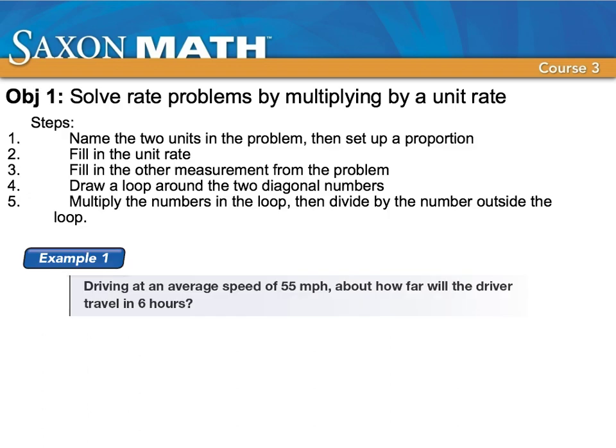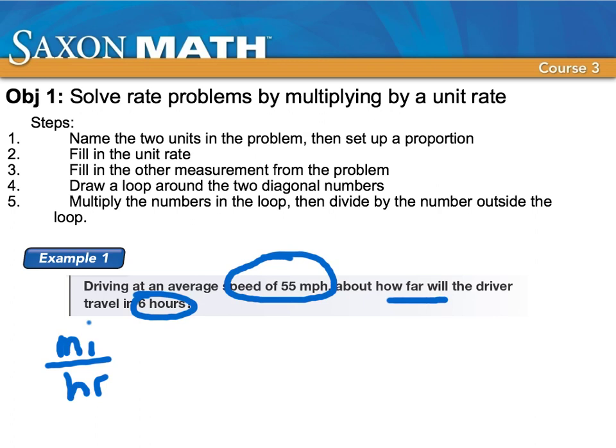Okay, so got the steps up there again for you. Let's go to the example. It says, driving at an average speed of 55 miles per hour, about how far will the driver travel in 6 hours? Alright, so again, let's circle things that we know. An average speed of 55 miles per hour. We know they travel for 6 hours, and we want to know how far will they travel. Step 1 says name the two units in the problem. Well, miles per hour, that means I've got some miles and I've got some hours. Then set up a proportion. The proportion looks like this, like when you solve for the percentages and all that kind of stuff.